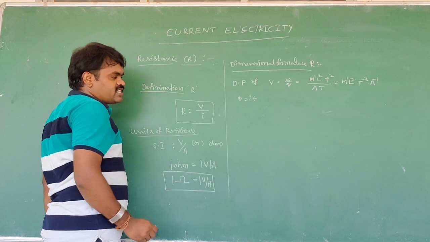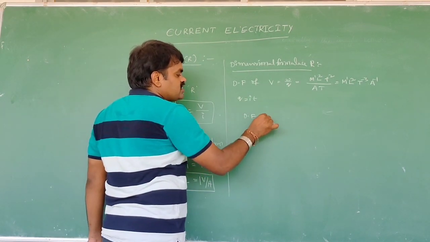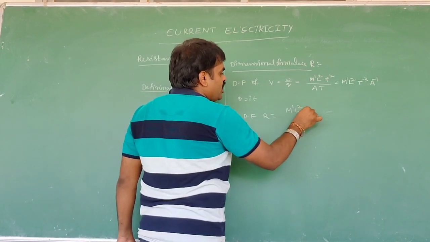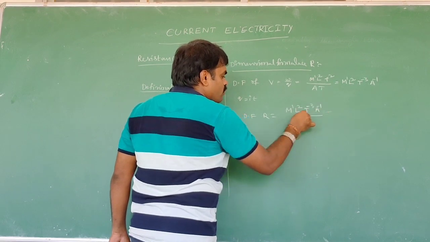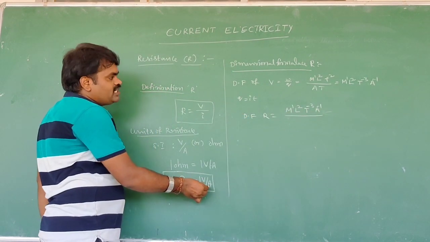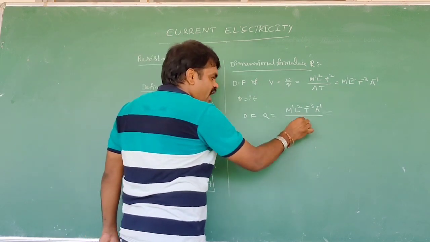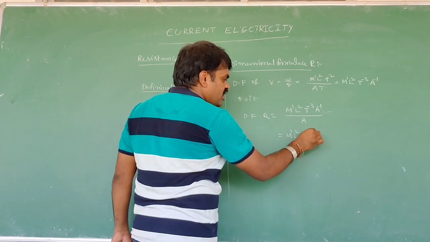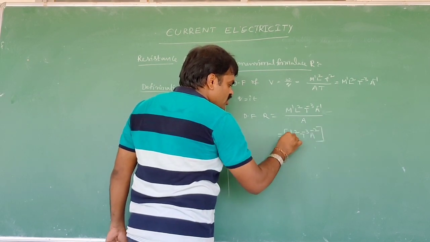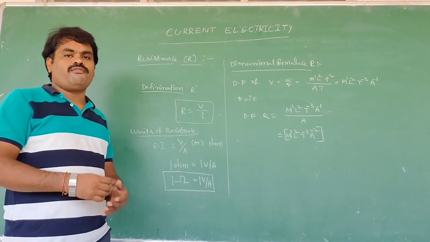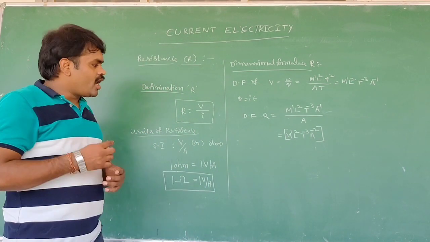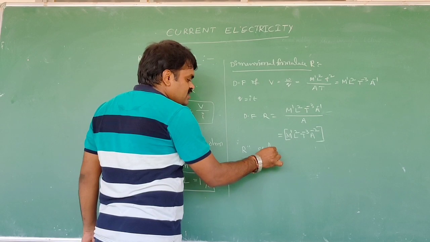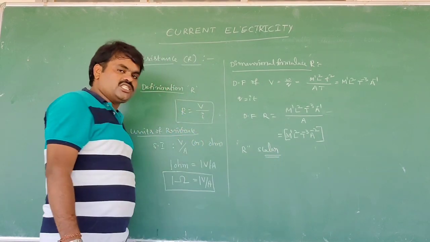Now we write the resistance. The dimensional formula of resistance is the potential dimensional formula, M power of 1 L square T power of minus 3 A power of minus 1, divided by current. Current means ampere, whose dimension is A. Then we write M power of 1 L square T power of minus 3 A power of minus 2. This is the dimensional formula of resistance. Resistance is a scalar quantity.